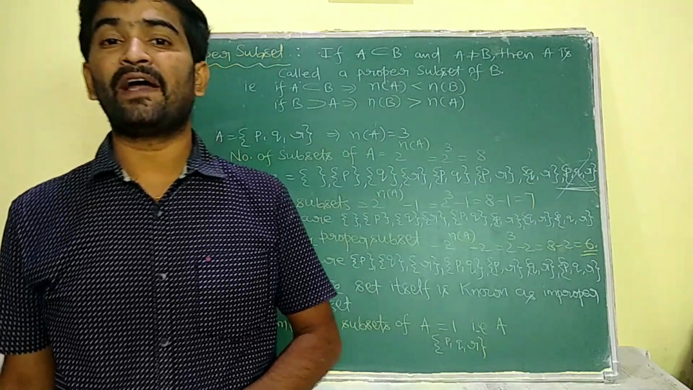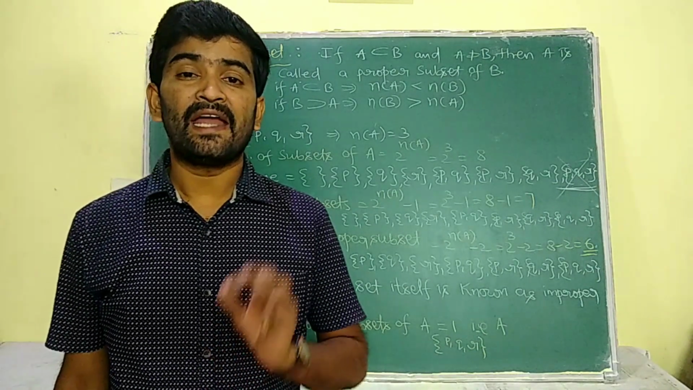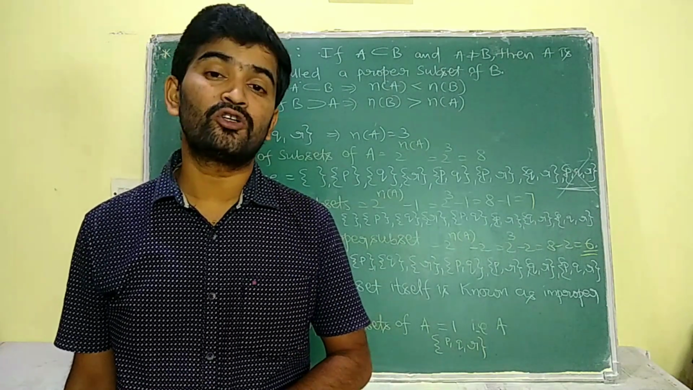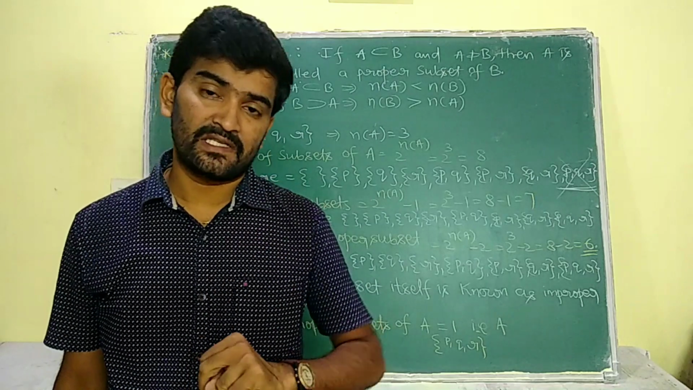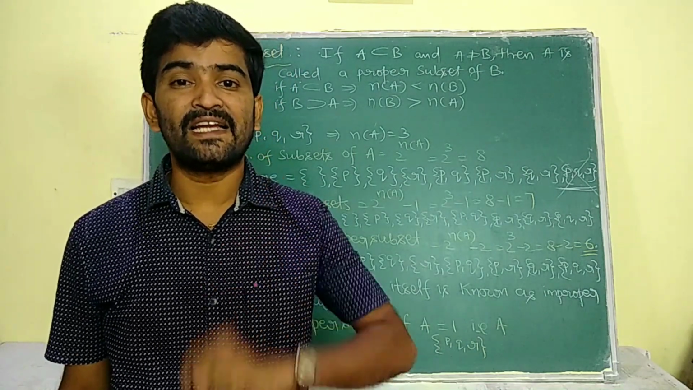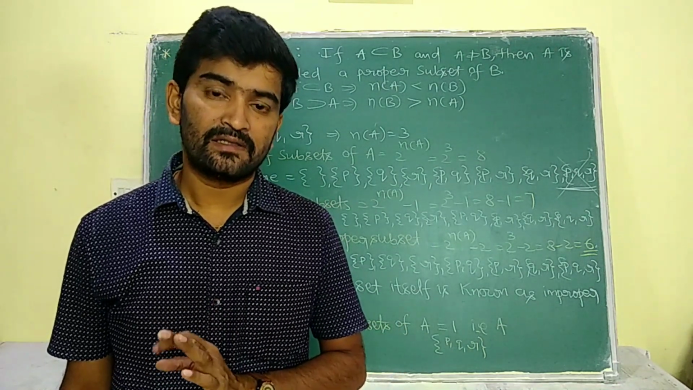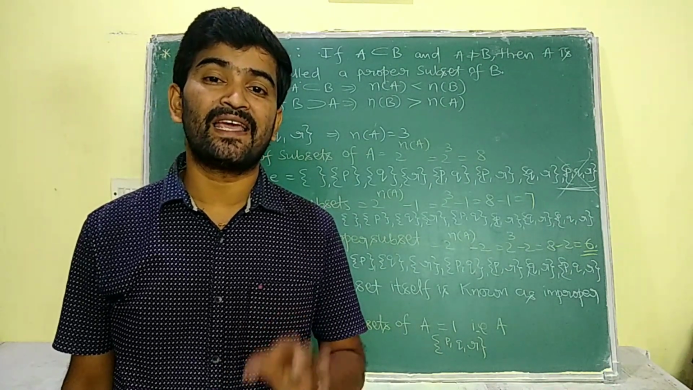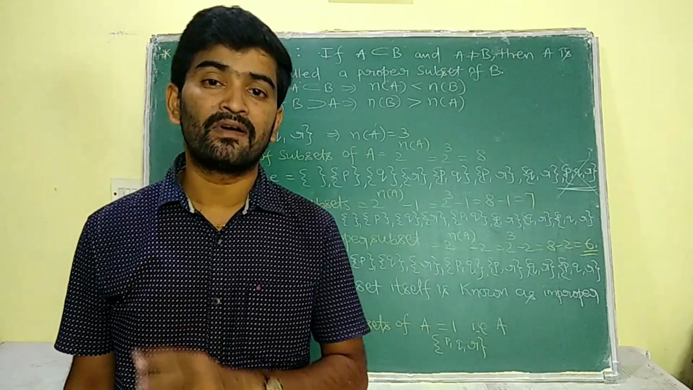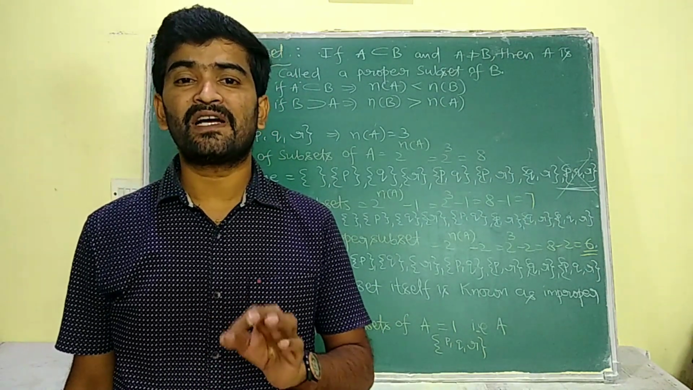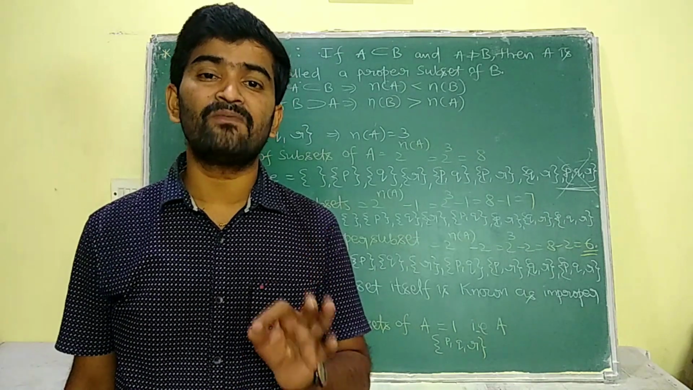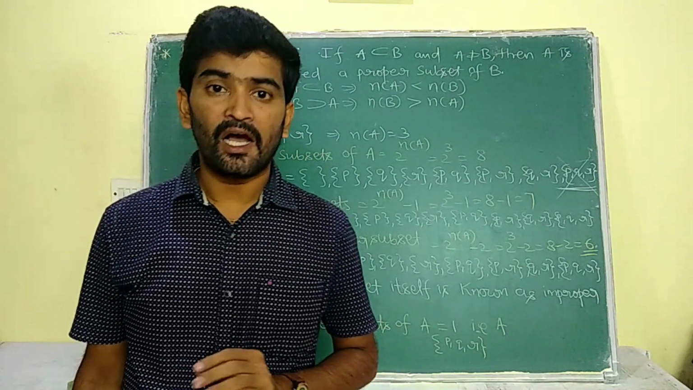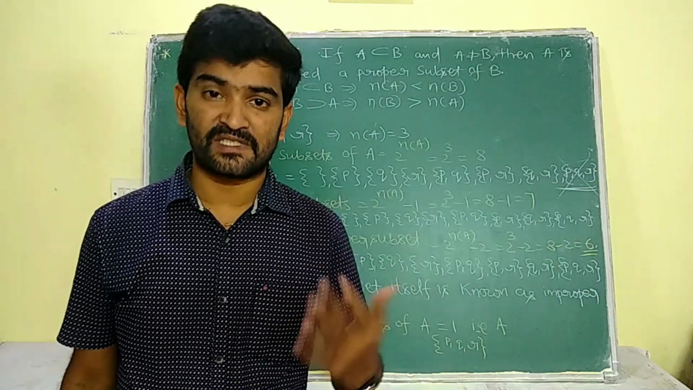And finally, one observation: any non-empty set is going to have a minimum of 2 subsets. Those are the set itself and the empty set. Sometimes you will be asked how many minimum subsets a non-empty set is going to have. That is 2. If you consider any non-empty set, it will have a minimum of 2 subsets: the set itself and the empty set. I hope you understand this concept of subsets.